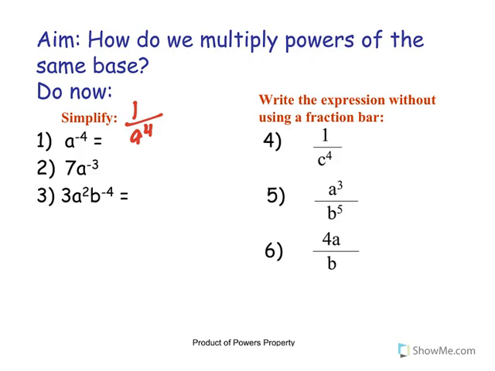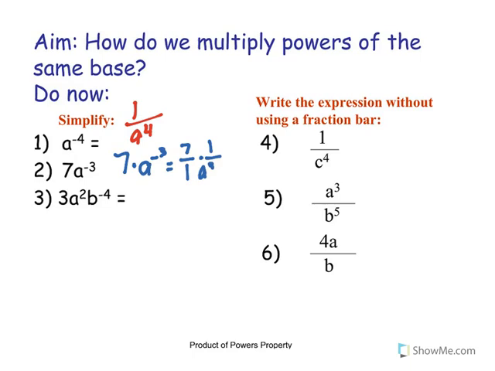For the second one, we have 7a to the negative third. So we said that's really 7 times a to the negative third. So 7 has a denominator of 1. A to the negative third is 1 divided by a to the third. So when we multiply this across, 7 times 1 is 7. 1 times a to the third is a to the third. So we get 7 divided by a cubed.